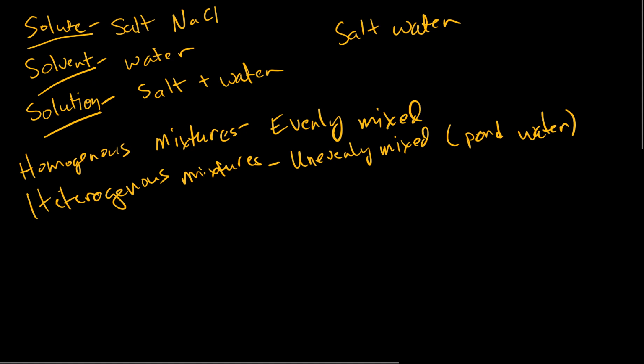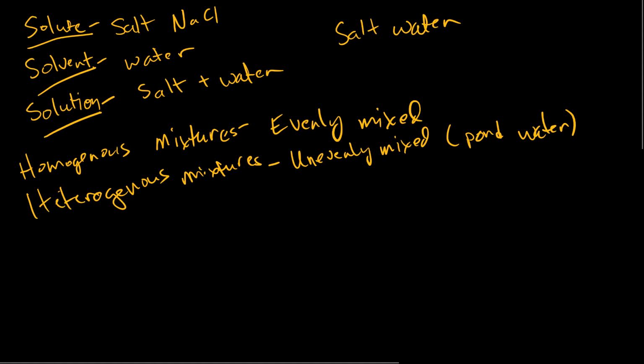If we take a sample from one part of the water, we might have a lot of bugs in it. Another part, we might have a lot of sand in it. Another part, we might have a lot of leaves in it. Whatever it is, it's going to be a variety of concentrations in different parts of it, where a homogeneous mixture is very evenly mixed. The concentration is going to be the same. The composition of the solute and everything is going to be the same no matter where you sample that solution.